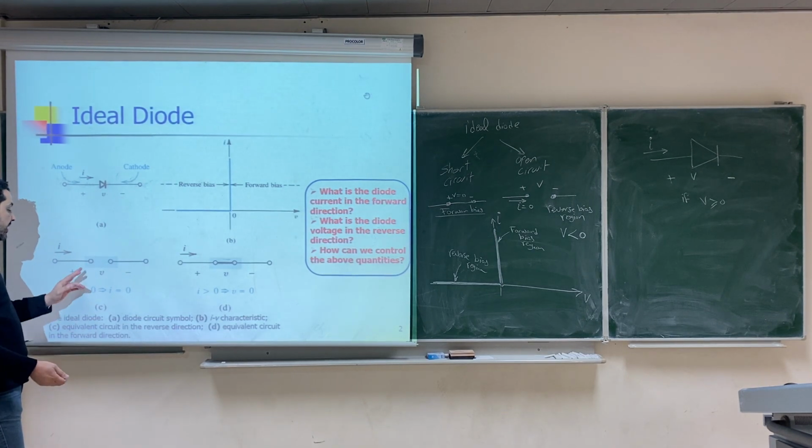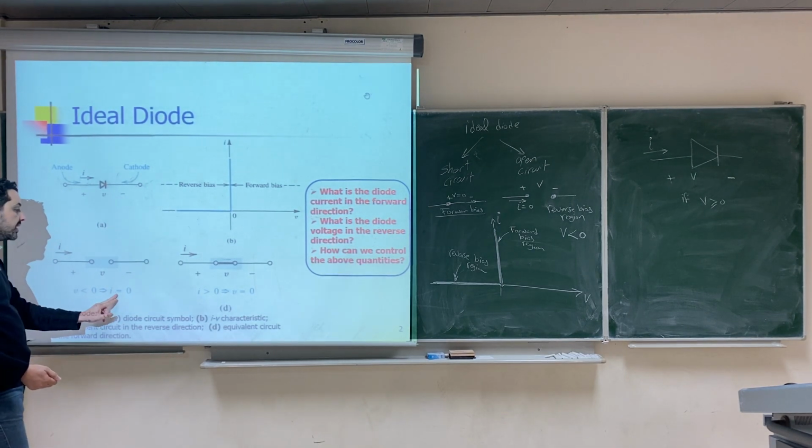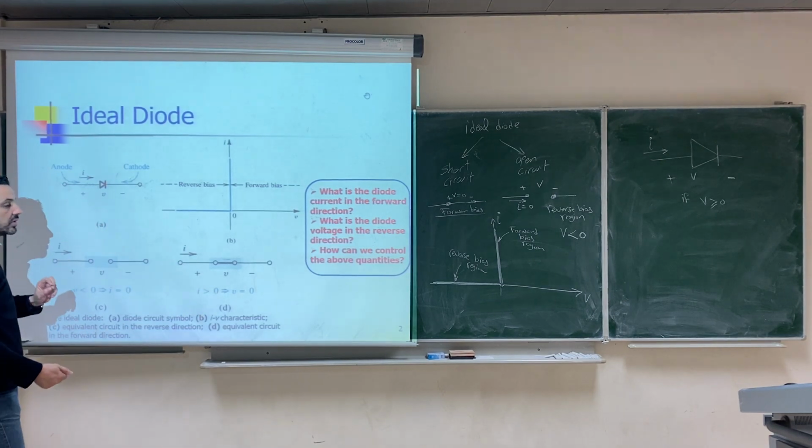Okay, so the ideal diode can be either open circuit with these conditions or short circuit with these two conditions.